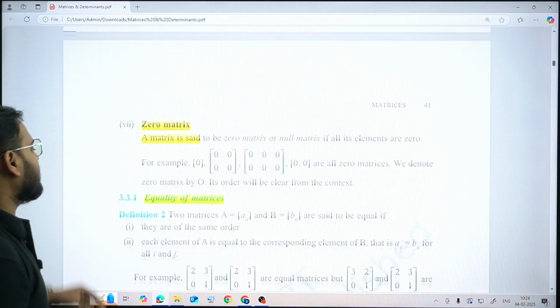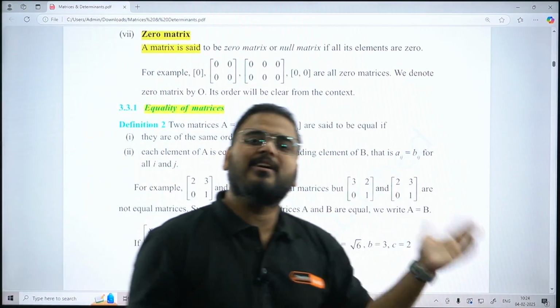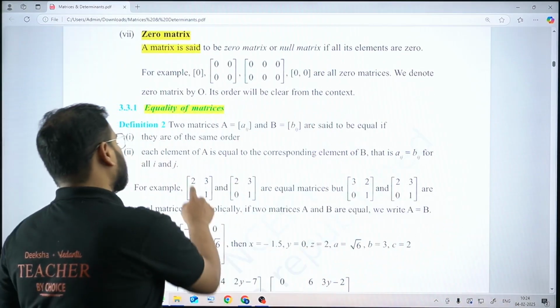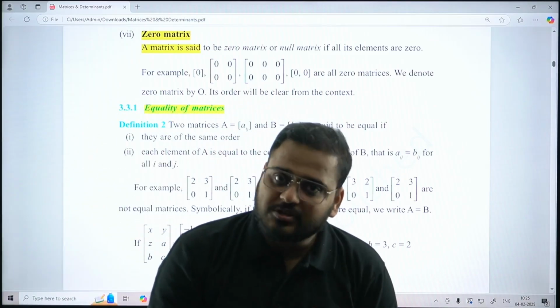Zero matrix also: all elements are 0. Equality of matrices. When can we say two matrices are equal? Whenever the respective positions are equal, meaning all the corresponding elements should be equal. So please go through these definitions.